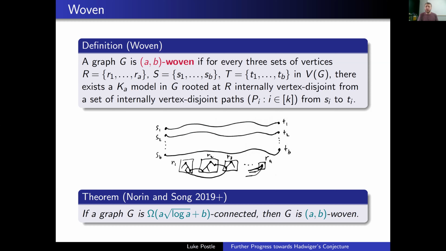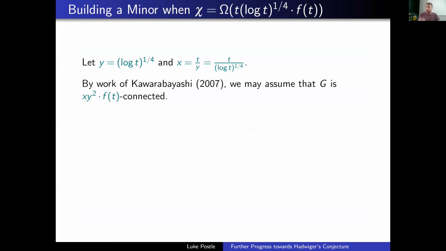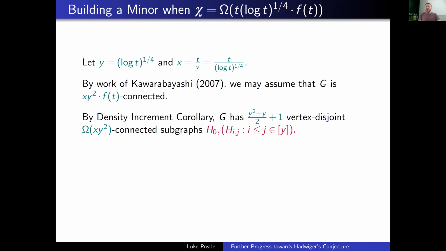And now that I have that machinery, we can go about building our minor for the old proof. So let's build our minor in the case when our chi was t (log t)^(1/4) times, say, this f(t), this kind of error term. To do that, we'll let y be (log t)^(1/4) and x be t over y. And then, by work of Kobayashi, you can assume the graph is highly connected, just at a constant factor, x y squared times some f(t) connected. Now, if you're highly connected, you can use this density increment corollary to extract lots of subgraphs.